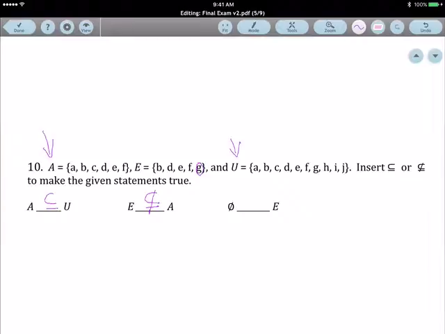The last one says the empty set and blank and E. What about that one? That symbol here stands for the empty set. It's a subset of everything, right? So when the empty set comes first, it's always a subset, no matter what set comes after it.